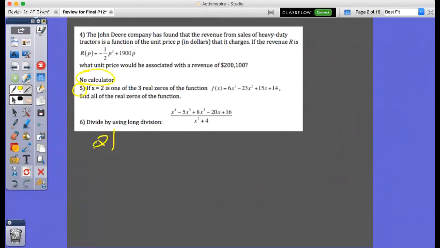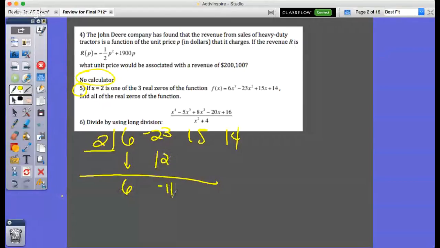So 2 gets plugged in for my synthetic division, right? What goes next to it? 6, and then negative 23. Yep. 15, 14. Nice. And what happens in the first one? 6 goes down. 12, and negative 11. 12, yep. Negative 11 here. 2 times negative 11 is negative 22 here. Good. We get negative 7. Nice. Negative 14. And 0.